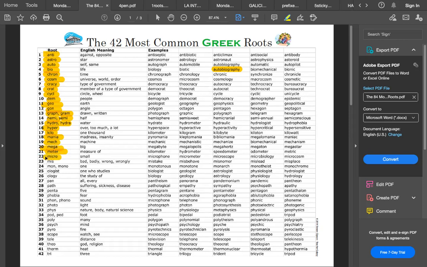Micro means something smaller, okay? So microphone, it's a tiny little thing that picks up your voice and makes it sound bigger. Micrometer. Microscope helps you see things very small.